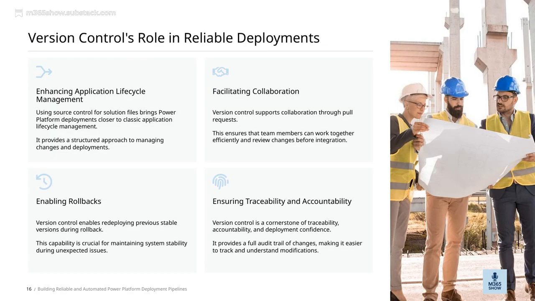Let's talk about how version control plays a crucial role in building reliable and automated Power Platform deployment pipelines. Essentially, version control is the backbone of traceability, accountability, and confidence in your deployments. It allows us to keep a detailed record of every change made, so we can easily track and understand modifications over time. This transparency is vital for troubleshooting and for maintaining trust in our deployment processes.